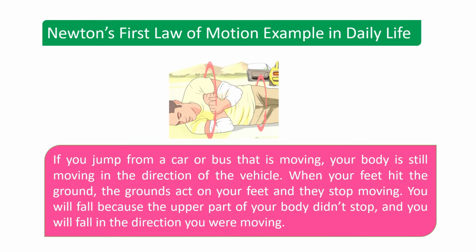Next one, here you can see that if you jump from a car or a bus that is moving, that is already in motion, so your body is still moving in the direction of the vehicle. When your feet hit the ground, a force acts on your feet and they stop moving. You will fall because the upper part of the body did not stop, and you will fall in the direction of the motion you were moving.